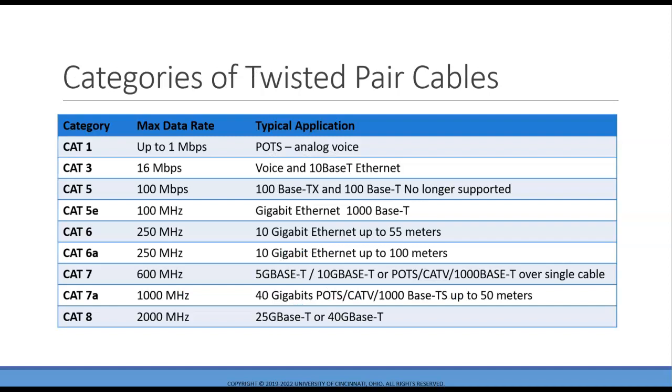Multiple types of twisted pair cabling are in use. Please note some of the differences between these different categories of twisted pair cables. You can see the different max data rate and the typical application for which it is used.